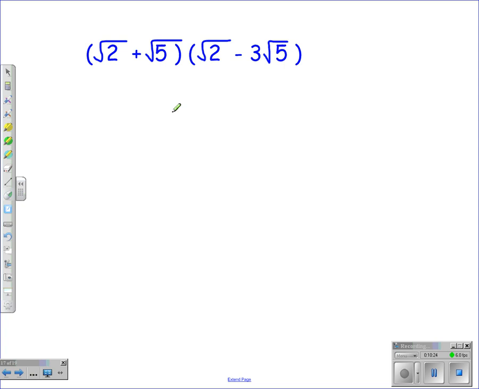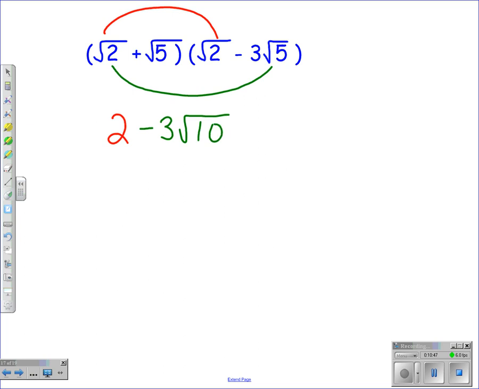Here we are foiling. We have 2 binomials. If we multiply square root of 2 times square root of 2, that gives us 2. Then our outside terms are going to be 2 times negative 3 square root of 5. That gives us a negative 3 square root of 10. That's square root of 2 times square root of 5 gives us the square root of 10. Then our inside terms here are the square root of 5 times the square root of 2, which is also the square root of 10.